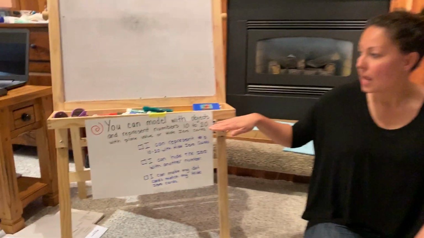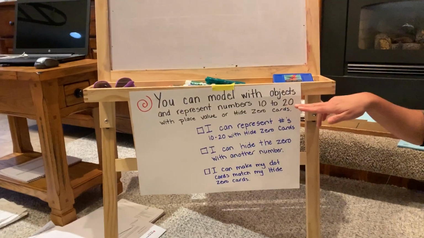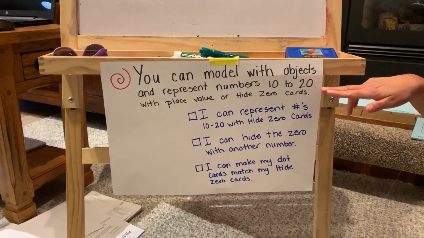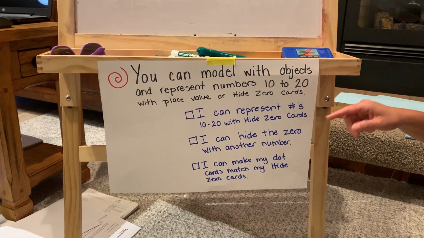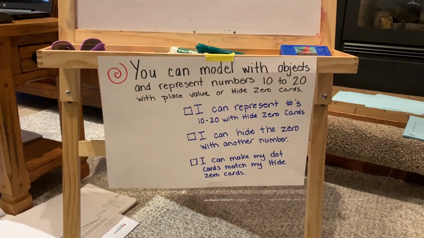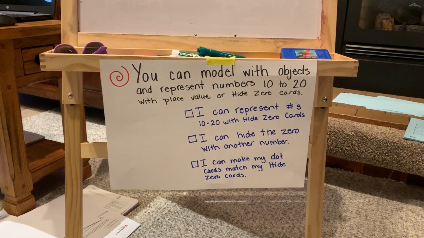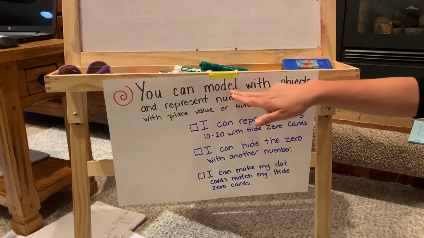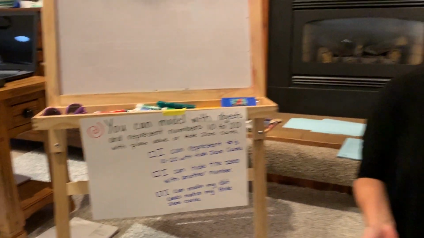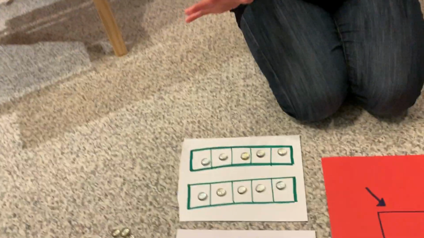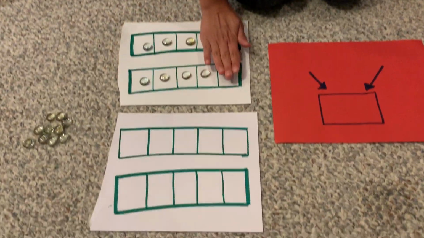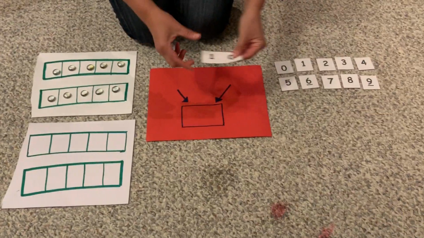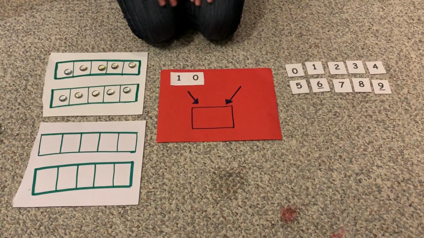All right, so if we remember, our skill this week is that you're going to be able to model objects and represent your numbers from 10 all the way to 20 with place value or hide 0 cards. The hide 0 cards are our new skill that we're learning about. So what we're going to do is really work on this modeling with objects for today's lesson. If you look at my board, I am always going to start off with 10 on top, and I'm going to automatically move my 10 over here.